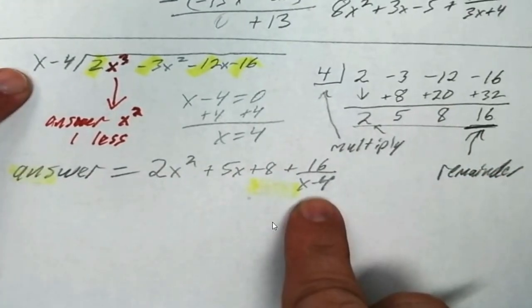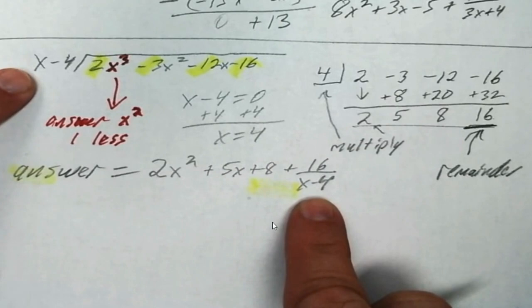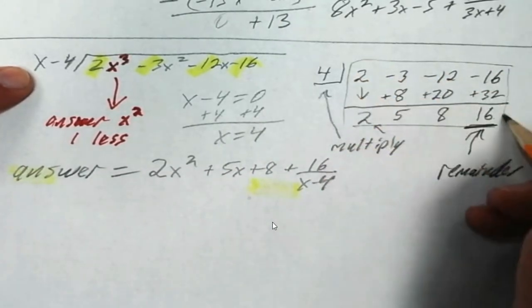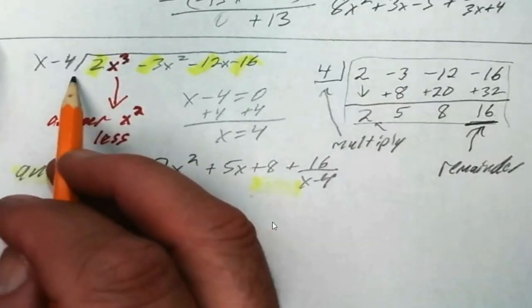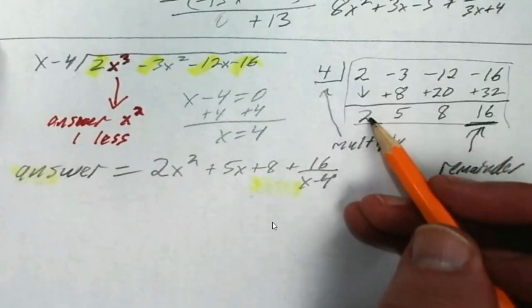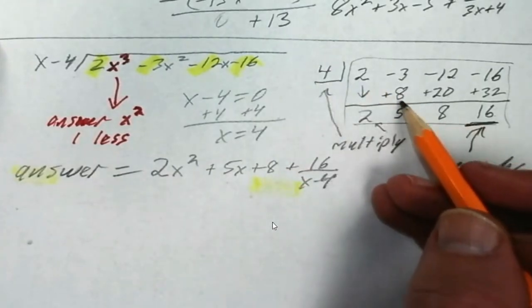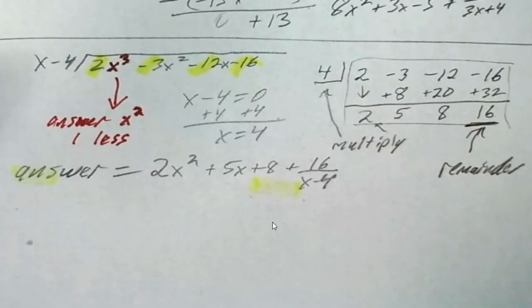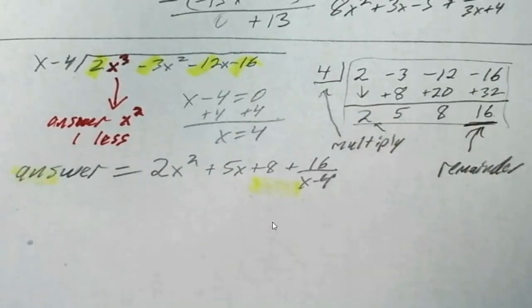16 over x minus 4, because that's what we were dividing by. This is all it took to divide x minus 4 into this long polynomial. Bring the first one down, multiply, add, multiply, add, multiply, add. There's my answer. I just have to convert it back into a polynomial.